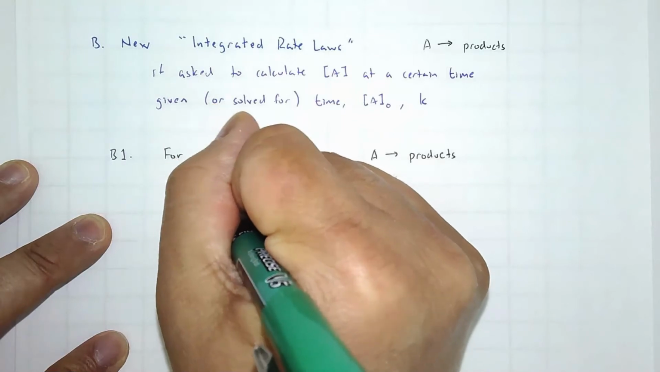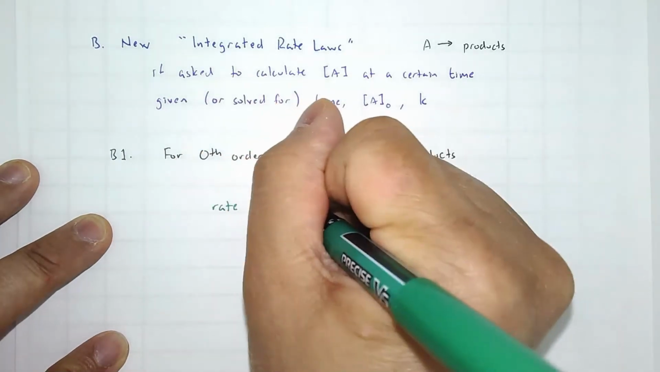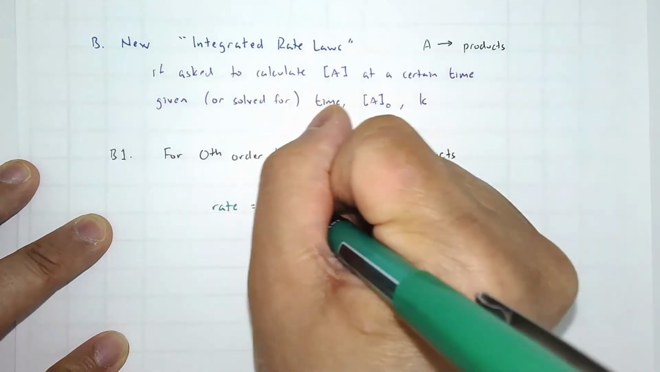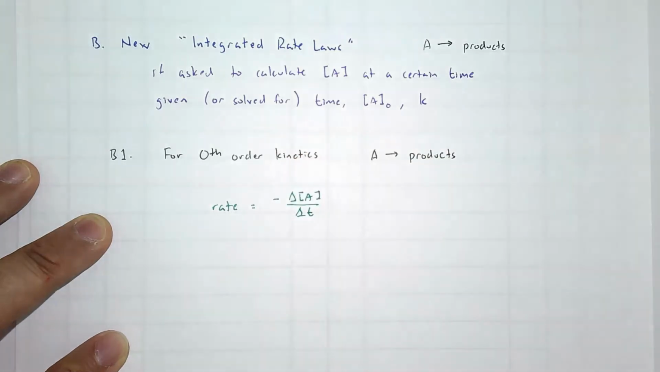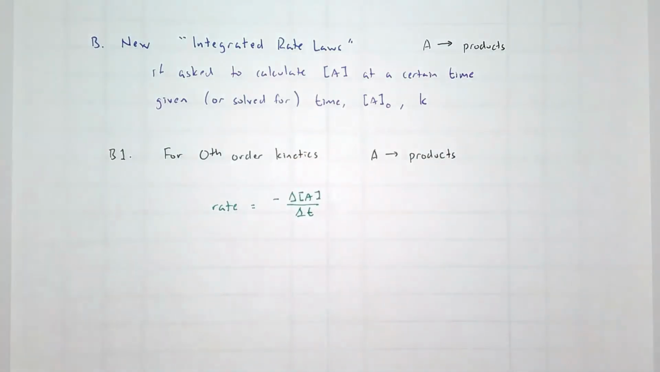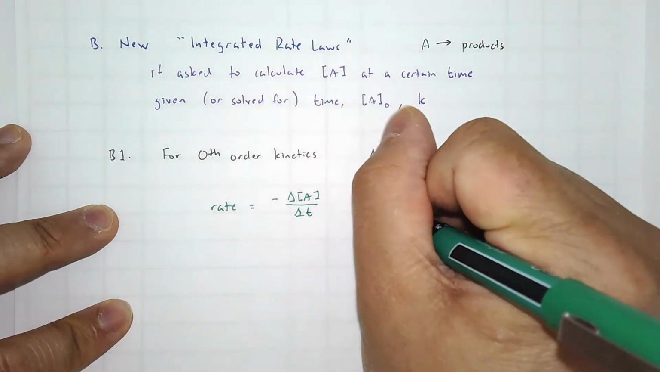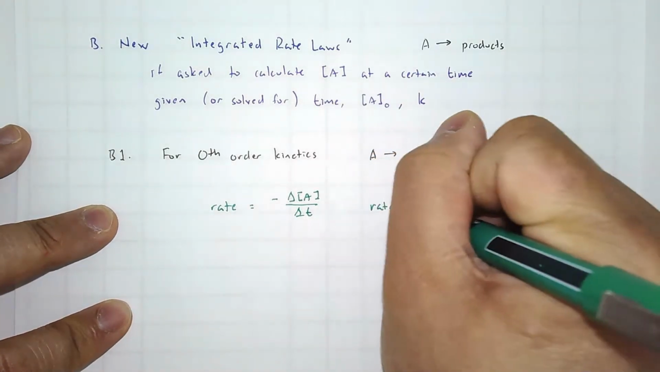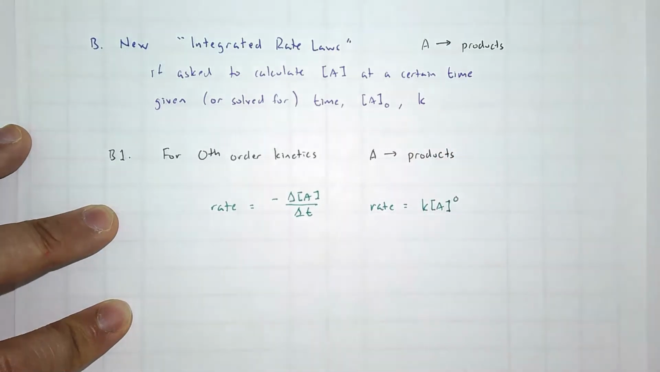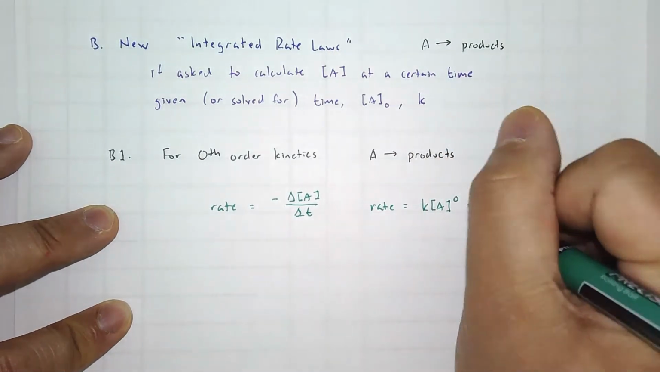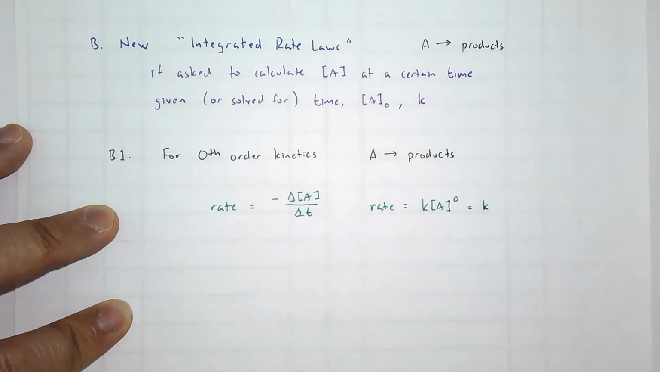Well, the rate expression is negative delta concentration of A over delta T. That's the rate expression. That was review. And then the rate law is rate equals K times the concentration of A raised to the 0th power, but anything raised to the 0th power is equal to 1, so rate equals K.